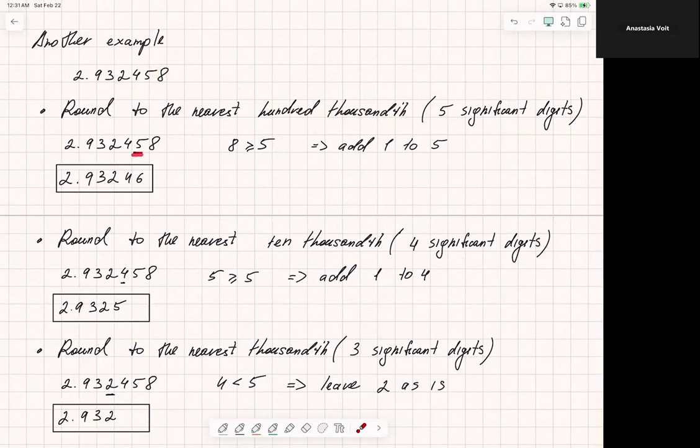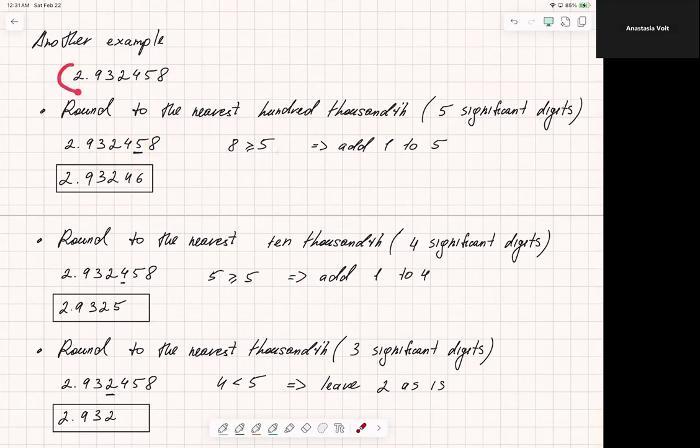So again, we see that 8 is greater than or equal to 5, so we add 1 to our digit of interest. So we have 2.932, and then this 5 becomes 6, okay? Because 8 is greater than or equal to 5. So that's why this 5 becomes 6. We add 1 to it.